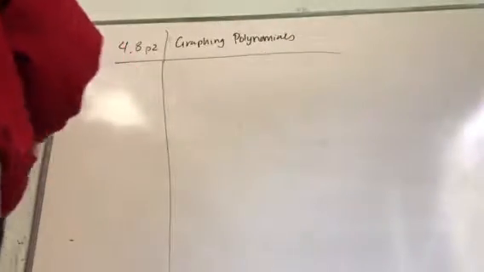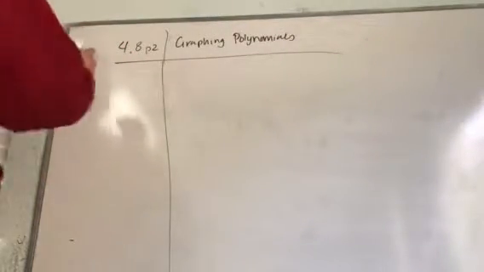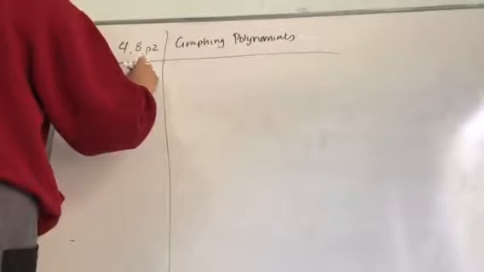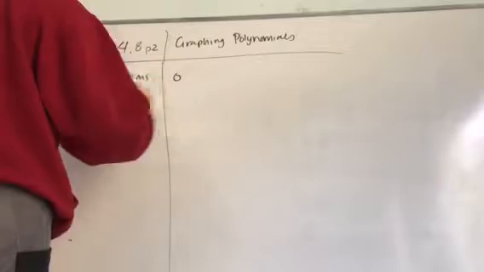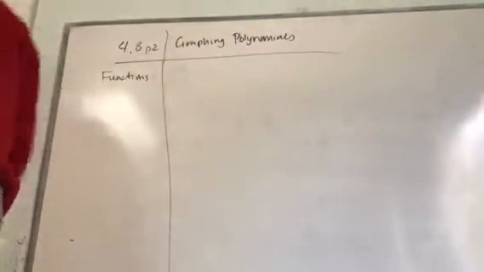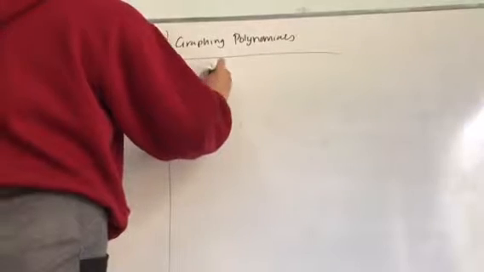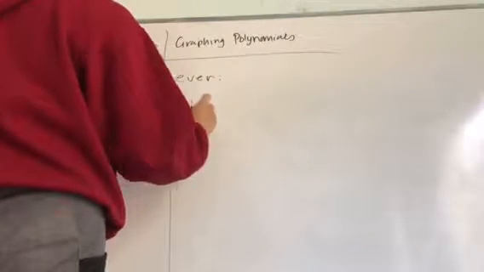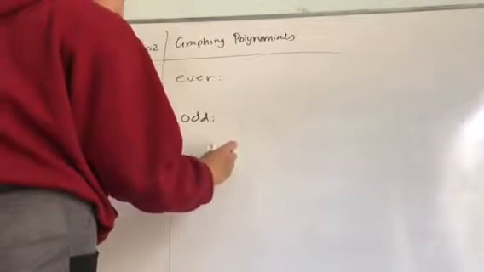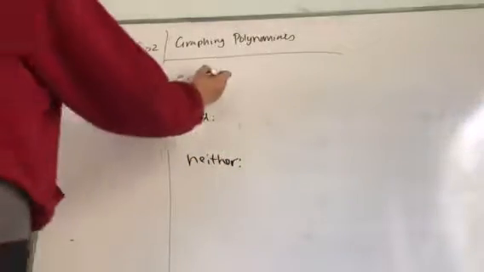Okay, so 4.8 part 2, I'm going to give you one more aspect of a function. Functions can be defined as odd or even. I'm going to write even or odd. Even, odd, or actually it could be none of the above. So let me explain what each of these are.